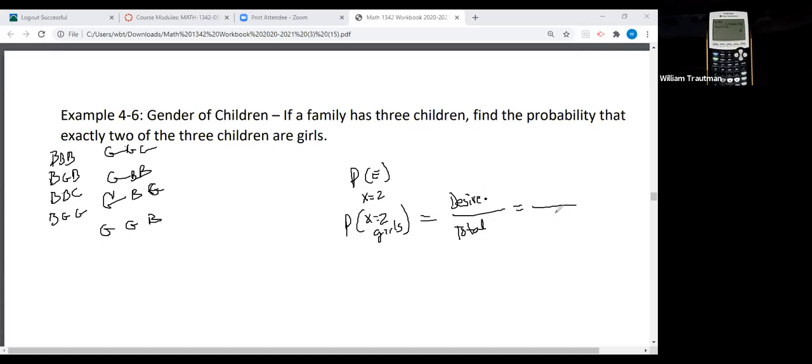What should the total be? 8. There are 8 outcomes that we wrote down for 3 kids. There are 8 possible outcomes.